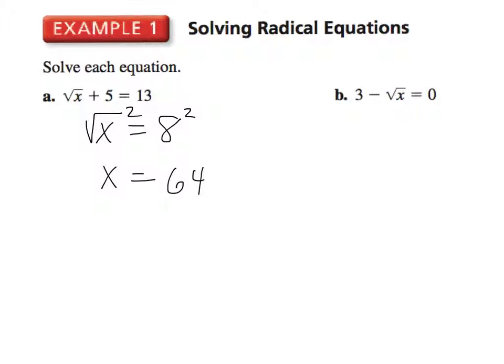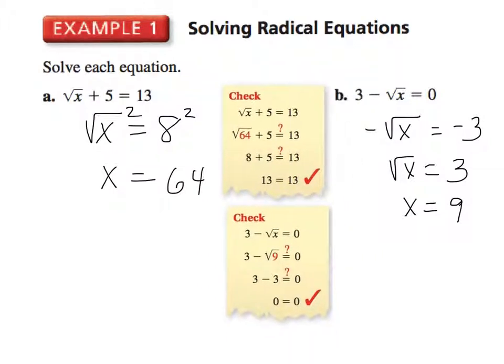All right, over here, we're going to subtract 3. So negative root x equals negative 3. Divide by a negative, root x equals 3. Square both sides, x equals 9. Seems pretty easy. And that's because it is. But there's a big difference here. There's a big thing that you need to be careful of. You must check your answers.